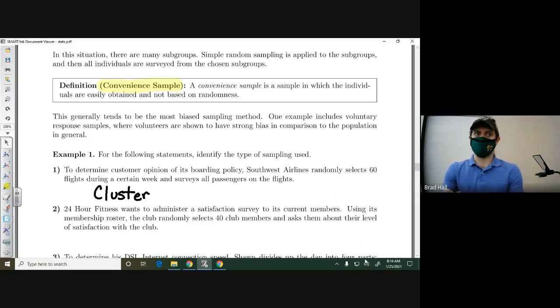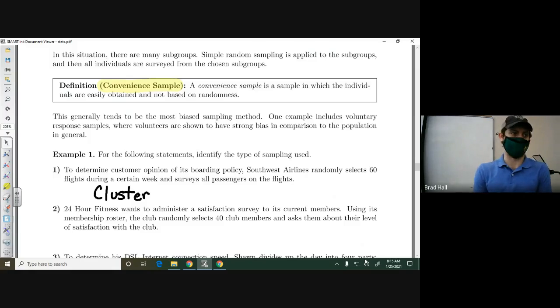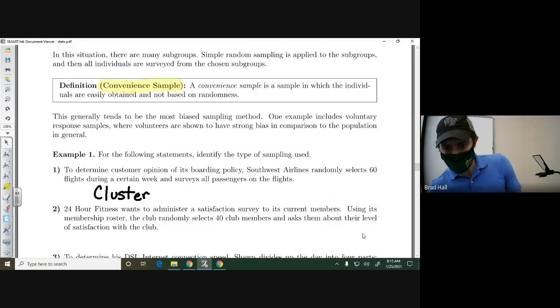Here you're randomly selecting groups or clusters. Just think, Southwest Airlines has a ton of flights. You're randomly selecting 60 of those flights. The flights here are not the individuals. The flights are the groups. From all the flights, you're randomly selecting 60, so you're randomly selecting groups. And then you're surveying every passenger in those groups. That's a cluster sample. You randomly select the groups, and then you survey all the people in those groups. So the first one is in fact cluster.